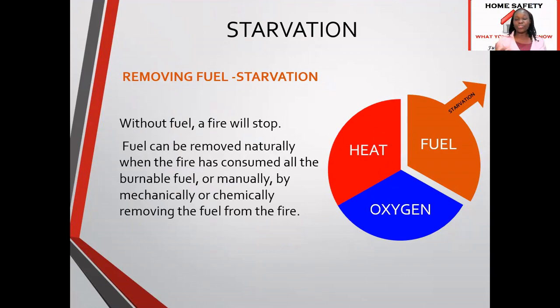Examples of removing the fuel include removing a kitchen towel that is burning from the cooker, or closing the gas from the cylinder. We are automatically cutting the source of what exactly is burning. Those are examples of starvation, making sure that you remove what is burning from the fire. This is only possible for a fire that is not that big, or when the fuel is not big.